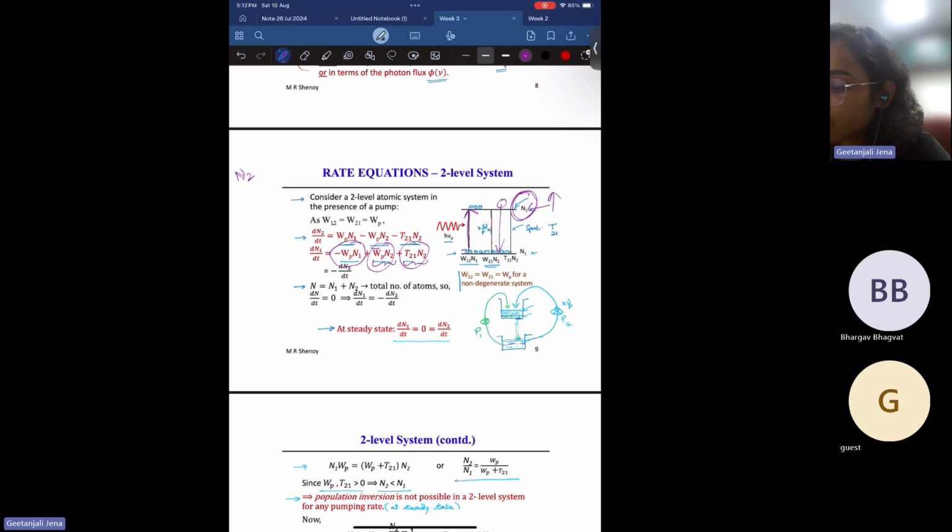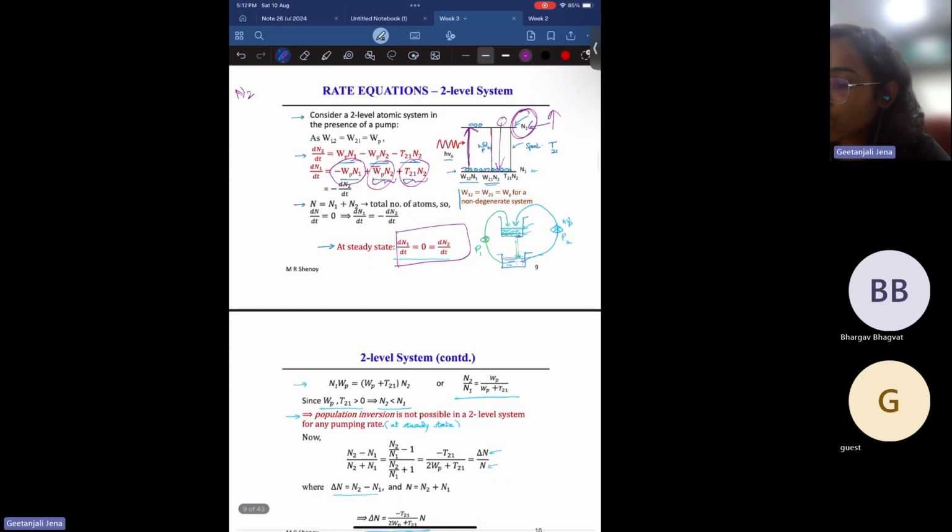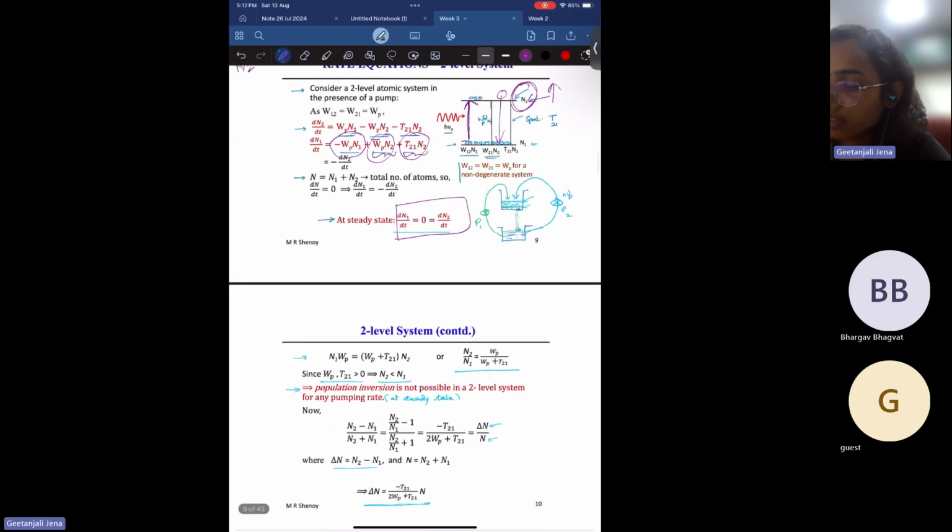So that is why we have dN1/dt equal to 0 and dN2/dt equal to 0. So this is the steady state condition. Okay. So now if you put this condition here, what we will get? We have dN2/dt equal to 0.